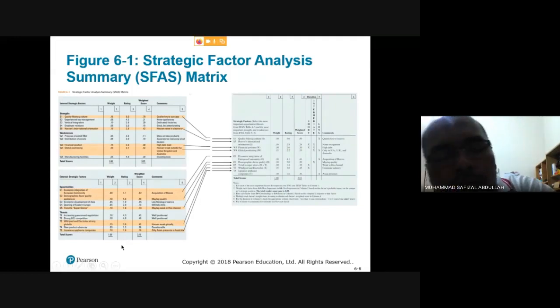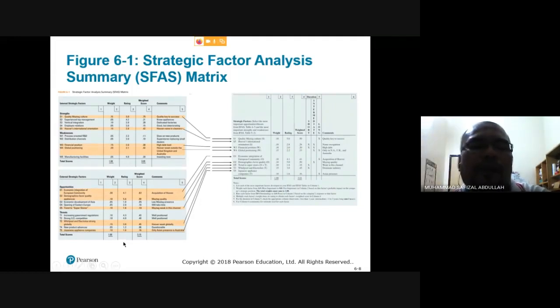So how do we determine the weight of each factor? There is no specific formula to determine it. It just depends on the judgment and discretion of a manager. All right. So how to assign weight?